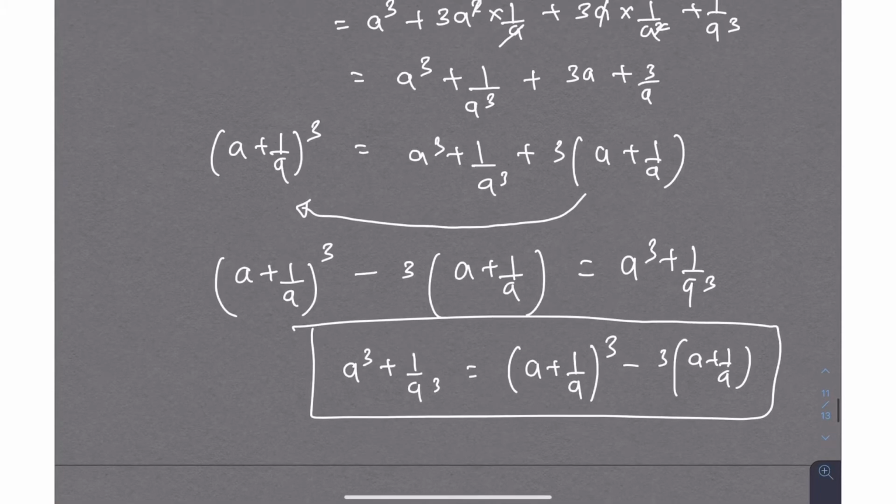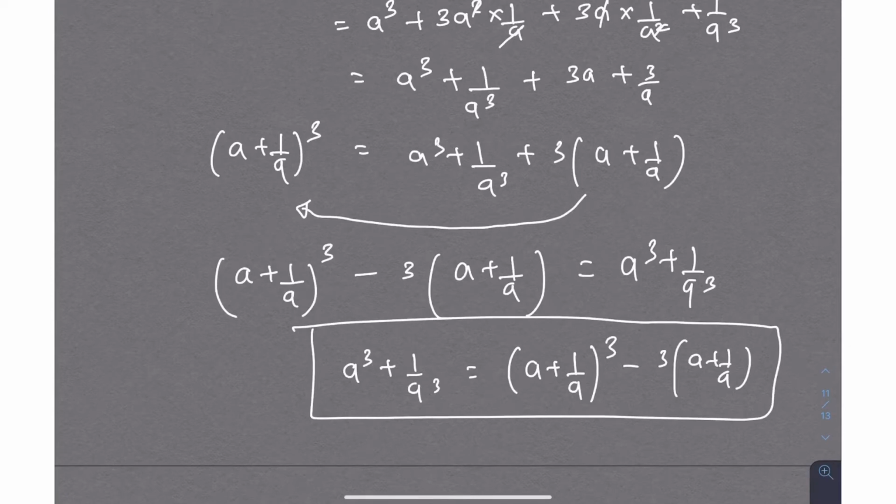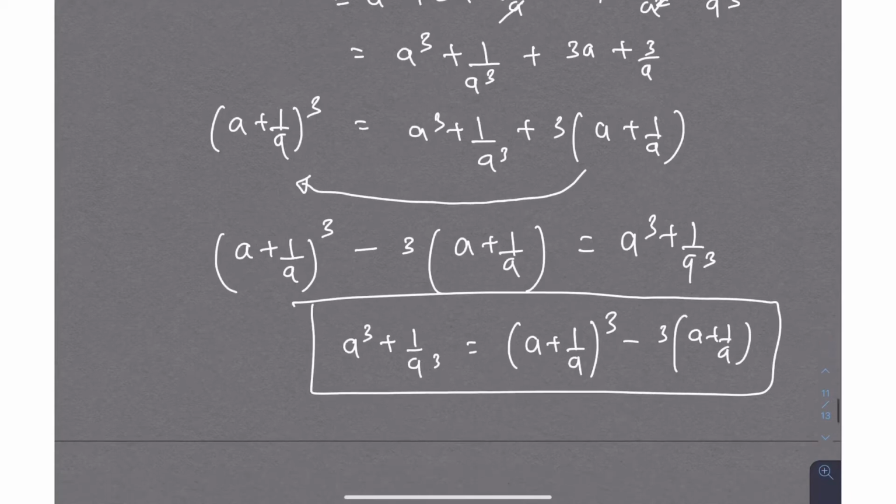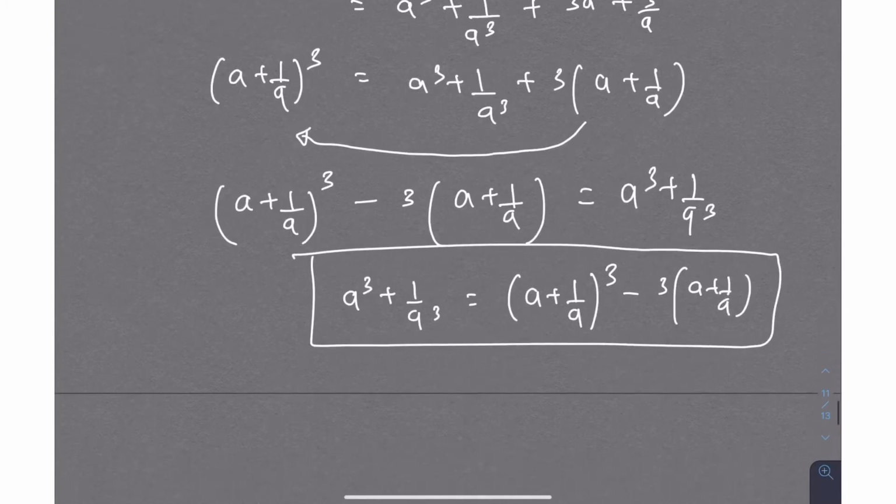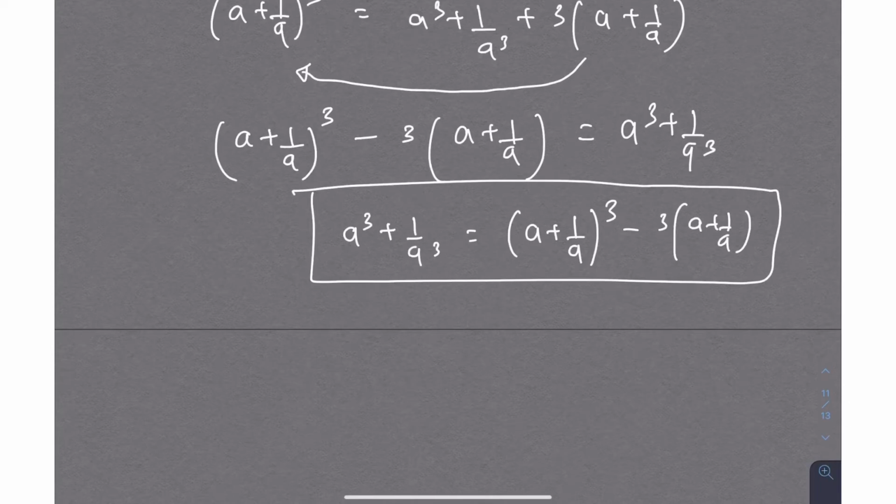Suppose during the exam you get confused, "what was the formula?" So the main idea is you should know the basic formula, the expansion of a plus b the whole cube or a plus 1 upon a the whole cube. Then you can rearrange the formula and write a cube plus 1 upon a cube in this format. Similarly, we should be prepared for a cube minus 1 upon a cube as well.